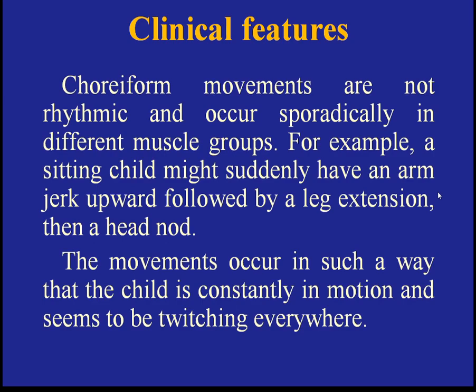Clinical features. Choreiform movements are not rhythmic and occur sporadically in different muscle groups. For example, a sitting child might suddenly have an arm jerk upward followed by a leg extension, and then a head nod. The movements occur in such a way that the child is constantly in motion and seems to be twitching everywhere.